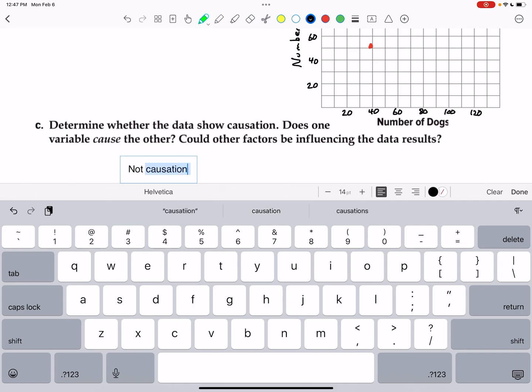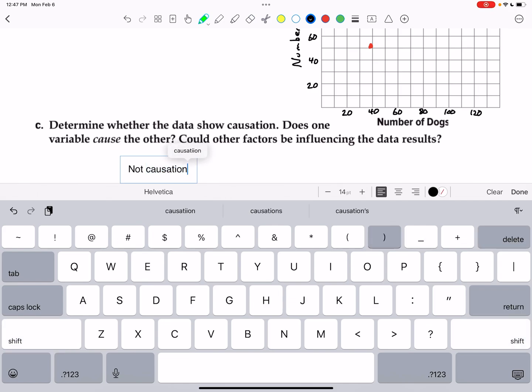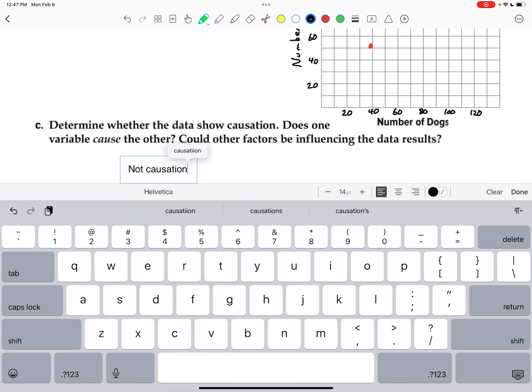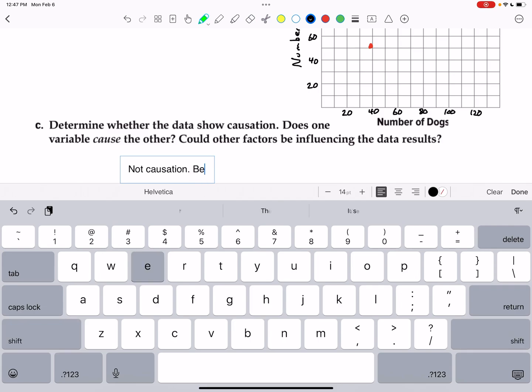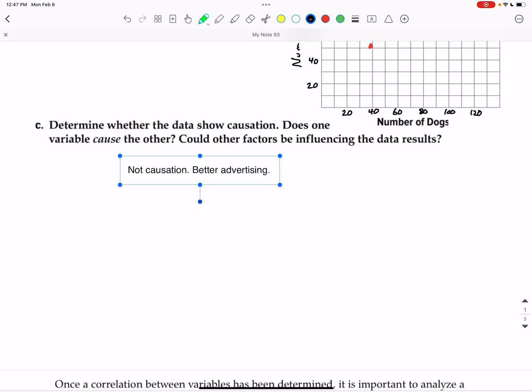The number of dogs and the number of cats adopted are not directly related. There could be other factors that influence this. For example, simply better advertising could be the actual underlying reason why, as the number of dogs that are adopted increases, so does the number of cats. It could be any number of things, but just because a lot of dogs are being adopted does not mean that a lot of cats are being adopted. They are not directly related.